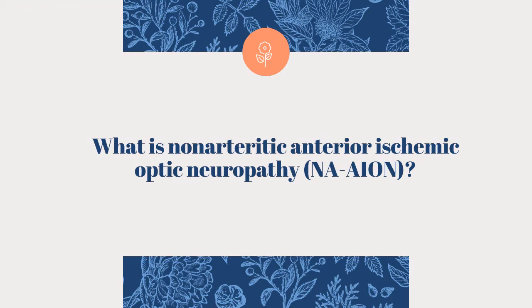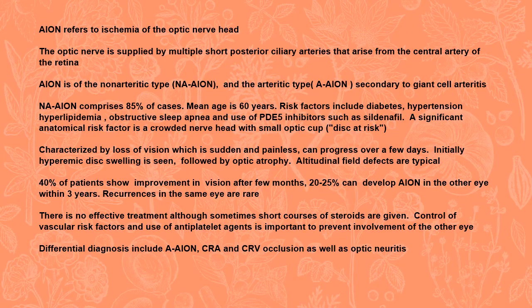What is non-arteritic anterior ischemic optic neuropathy, or NA-AION? AION refers to ischemia of the optic nerve head. The optic nerve is supplied by multiple short posterior ciliary arteries that arise from the central artery of the retina. AION is of the non-arteritic type, and the arteritic type secondary to giant cell arteritis.